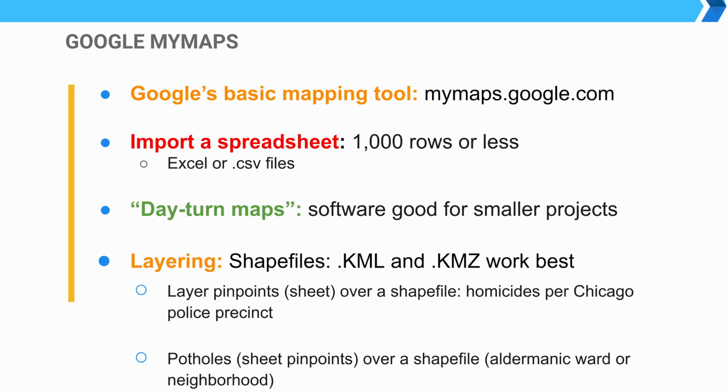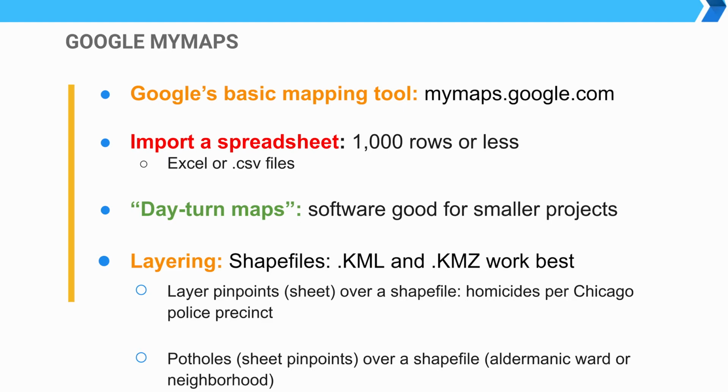If it's separated by commas in that cell, most mapping software is going to be able to read it pretty well. Google My Maps is commonly used as a, quote, day-turn map in newsrooms. Good software for smaller, kind of quick-turn, day-turn projects. Any spreadsheet with 1,000 rows or less is going to be a pretty quick map build. You could do layering in here. We're actually going to do that in a little bit here.